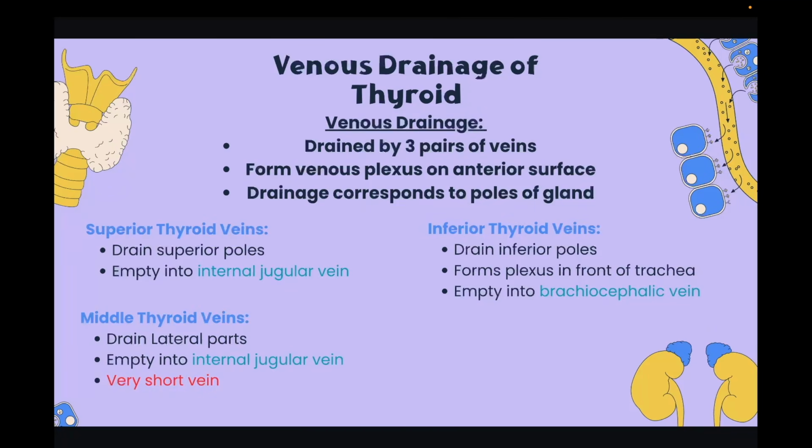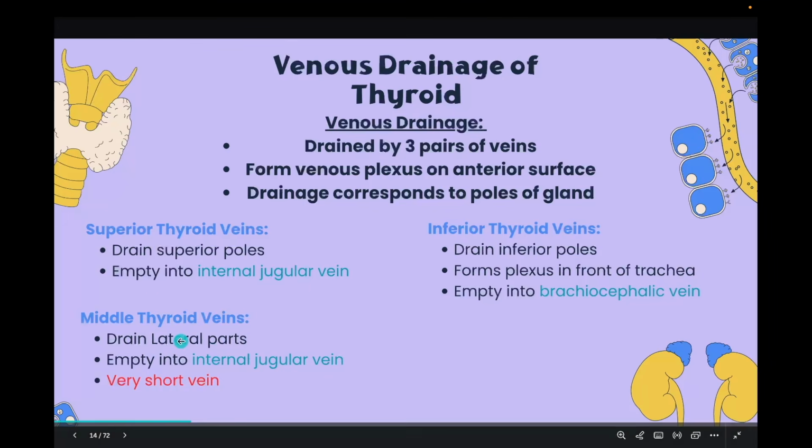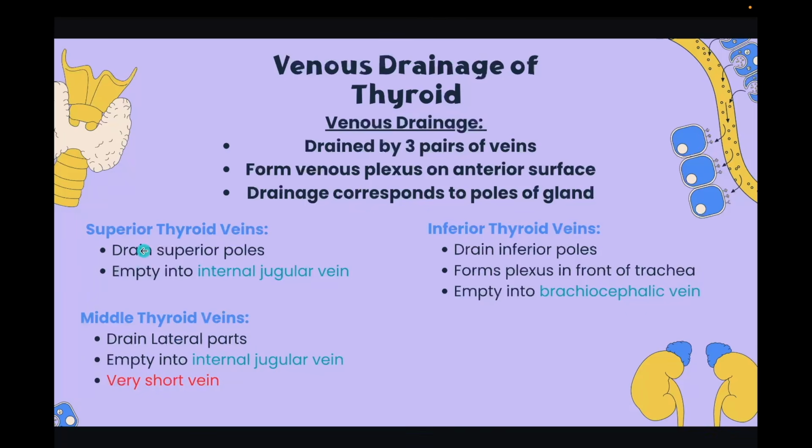Now that we're done with the arterial supply, we're going to talk about the venous drainage of the thyroid. We have three pairs of veins that drain the thyroid gland. The first one, the superior thyroid vein, drains the superior pole, and it empties into the internal jugular vein. The middle thyroid vein also empties into the internal jugular vein, but it drains the lateral parts of the thyroid gland. So it's pretty simple.